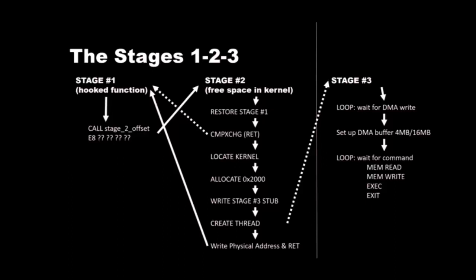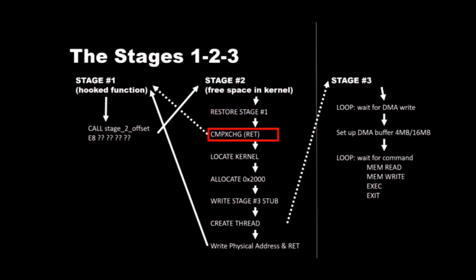Then we search for a function to hook. And once we find that function, we overwrite it with a call into the stage 2 code, which is already written into the kernel. And when a thread starts executing the hooked function, it immediately jumps to the stage 2 code. And the very first thing the stage 2 code does is restore the stage 1 code to its original state.